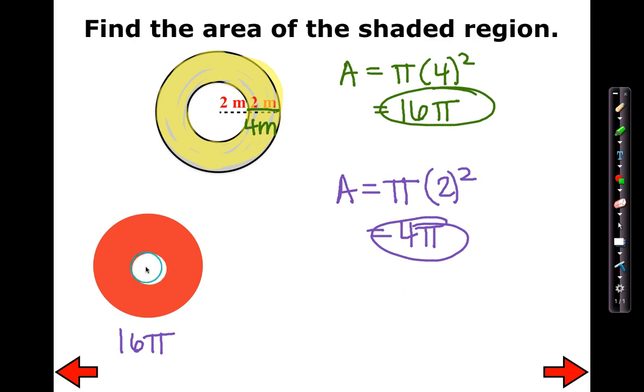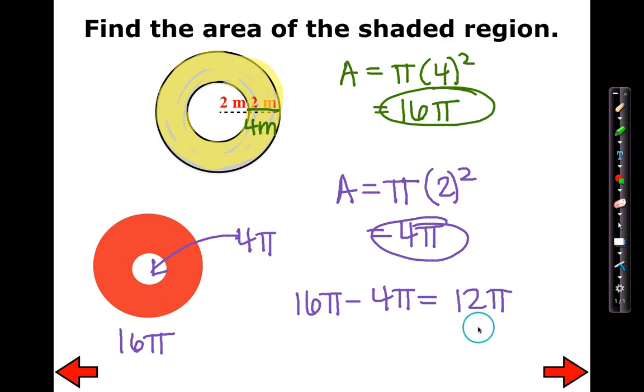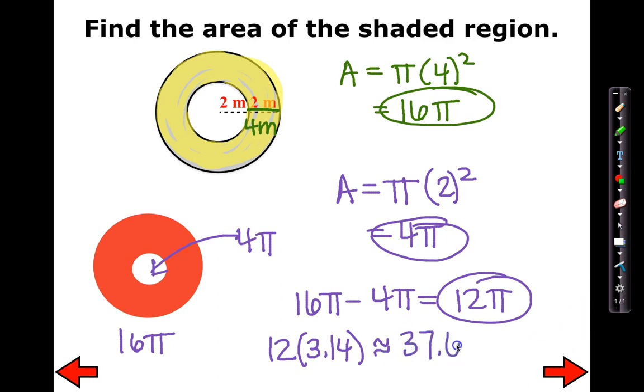Okay, we found the area of that inside circle, which happens to be 4 pi. So what do we do to find just the shaded area? Well, we'd have to subtract. So 16 pi minus 4 pi is going to be 12 pi. So what is the area of the shaded region? Well, it depends. If you want it as an exact answer, I would just say 12 pi. But if they ask you to estimate, I would go ahead and take 12 and multiply that by 3.14, which is going to be approximately 37.68 meters squared. So there you have it.